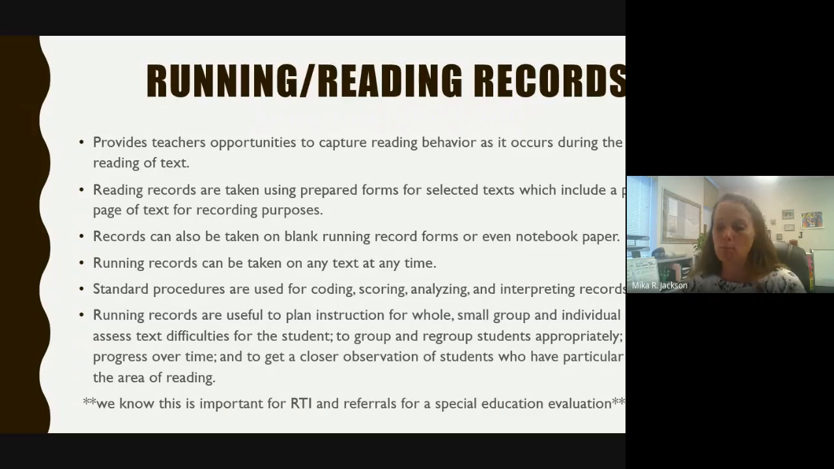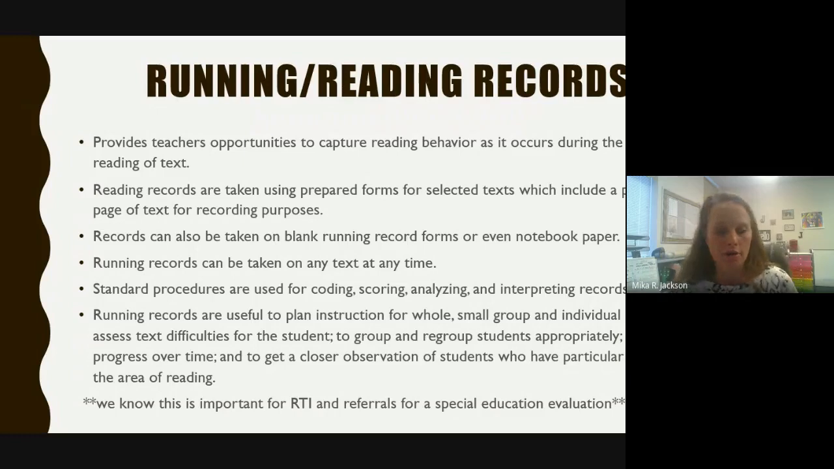And when you take running records, there's a standard procedure that you use to code certain words. There's a scoring system. There is a way to analyze and interpret those records. We'll talk about those in a minute, because we're going to finish learning about running records, and then we're going to actually put it into practice.